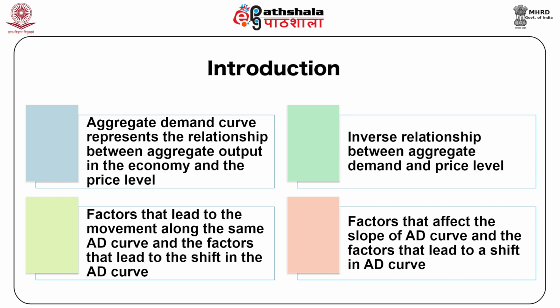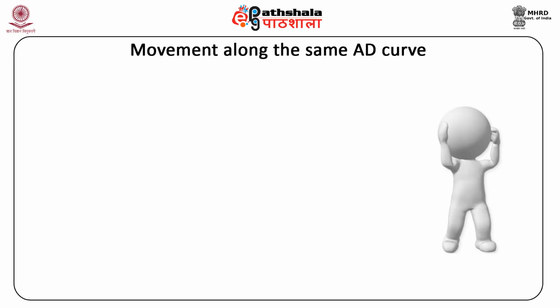The aggregate demand curve represents the relationship between aggregate output in the economy and the price level. There is an inverse relationship between aggregate demand and price level. In this module, we will study the factors that lead to the movement along the same aggregate demand curve and the factors that lead to a shift in the aggregate demand curve. In this process, we will study the factors that affect the slope of the aggregate demand curve and the factors that lead to a shift in the aggregate demand curve.